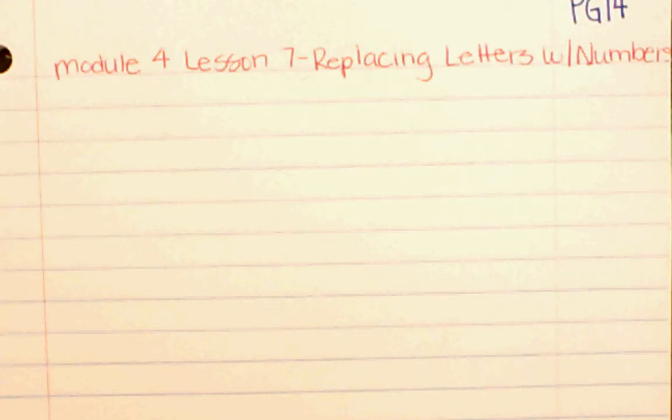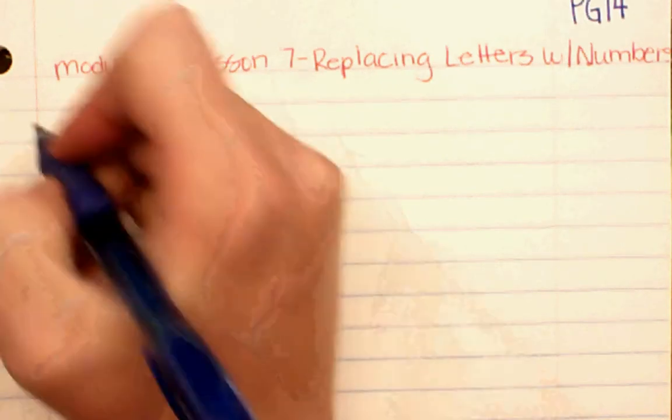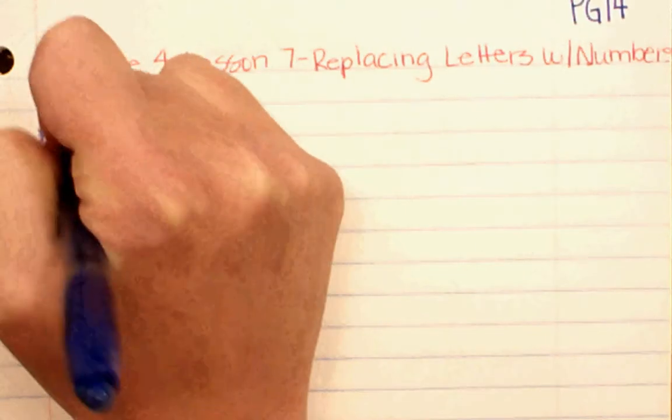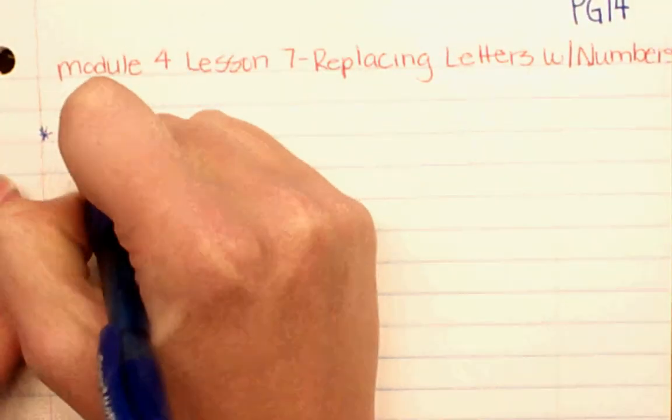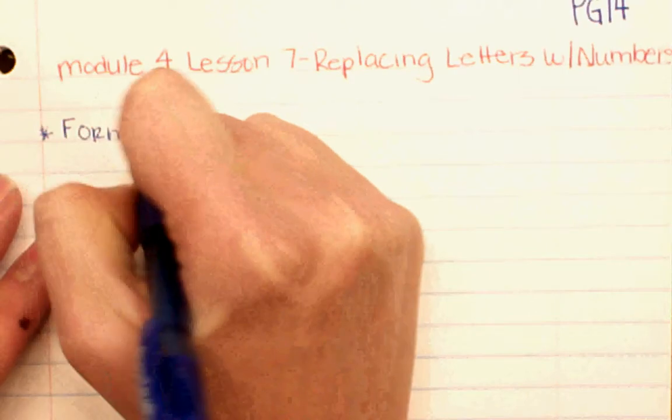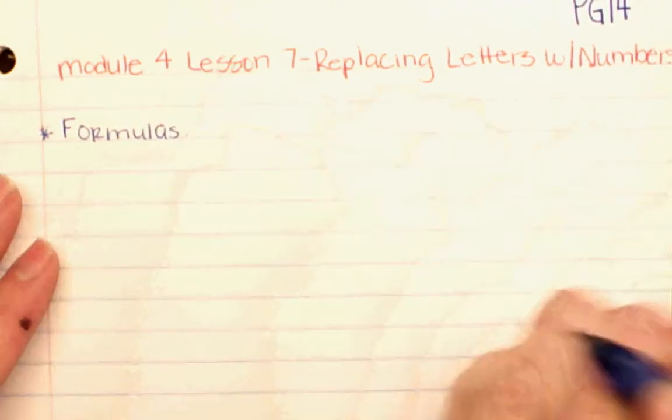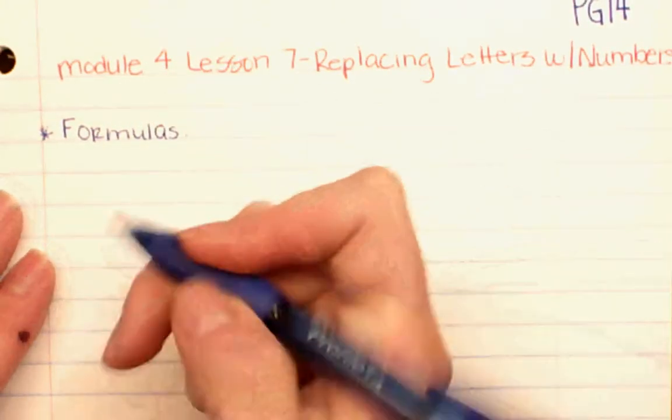Today's lesson is Module 4, Lesson 7, Replacing Numbers or Letters with Numbers. Before I get started with a couple examples, I want to give you some formulas. Some of these may sound familiar, some may be new to you, but we will be using them during the lesson today, so we need to make sure we have them written down.